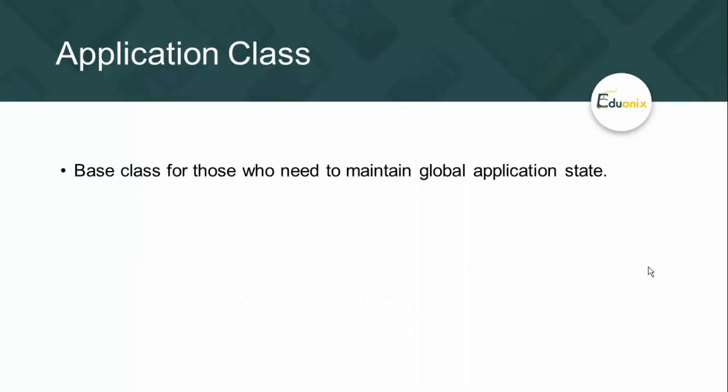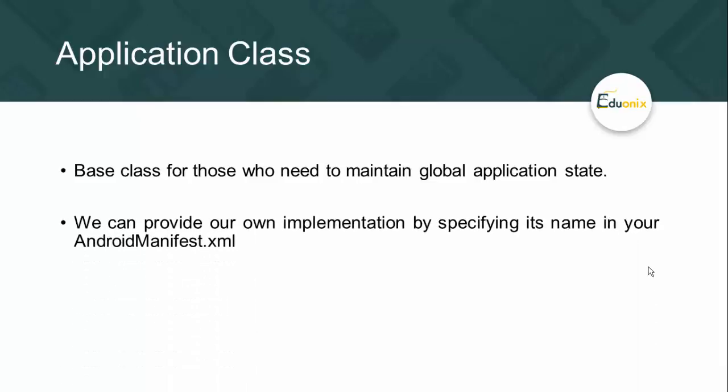Now let's discuss the Android application class. Android contains a native application class, and we will usually create our own application class by extending this application class. We will keep all of the global variables and global states that are required throughout the application in our application class. The application class is the base class for those items that need to maintain a global application state. We can provide our own implementation by specifying its name in our Android manifest.xml.